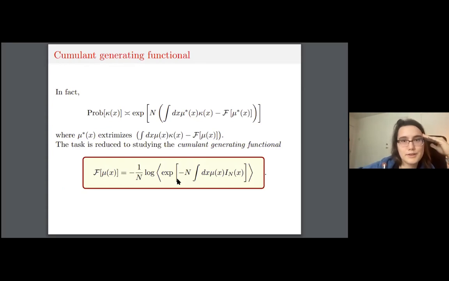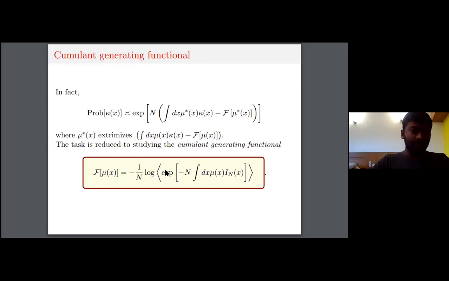Okay. So Jitendra will introduce the replica method to study the cumulant generating functional. Now that we have this cumulant generating functional, we would like to compute this integral. This doesn't look scary right now, but the method we use is the replica method, which seems to be a very powerful method.